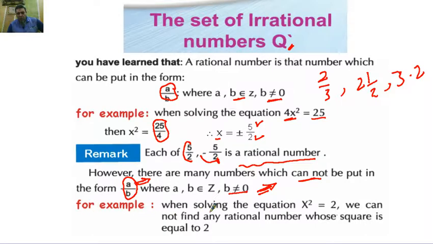For example, when solving the equation x squared equals 2, then x equals positive or negative square root of 2. For the square root of 2, we can't find a number multiplied by itself that equals 2. So the solution set is positive or negative square root 2. Square root 2 is an irrational number. Why? Because 2 is not a perfect square.